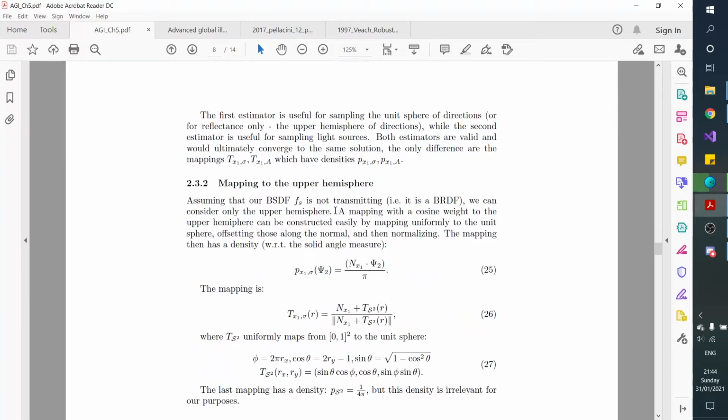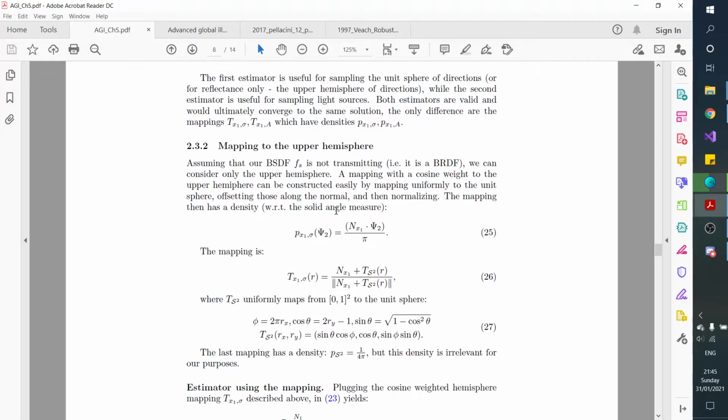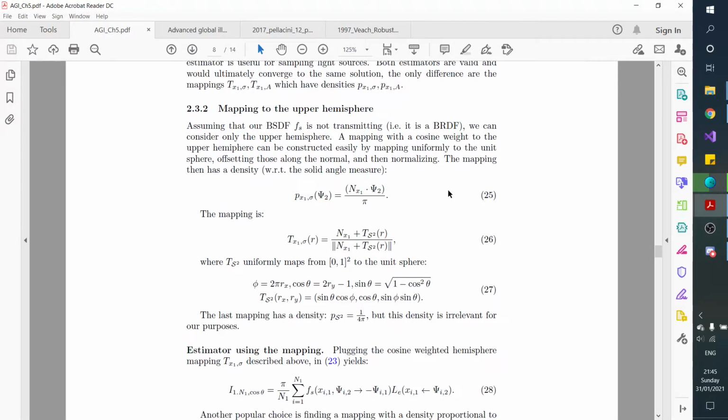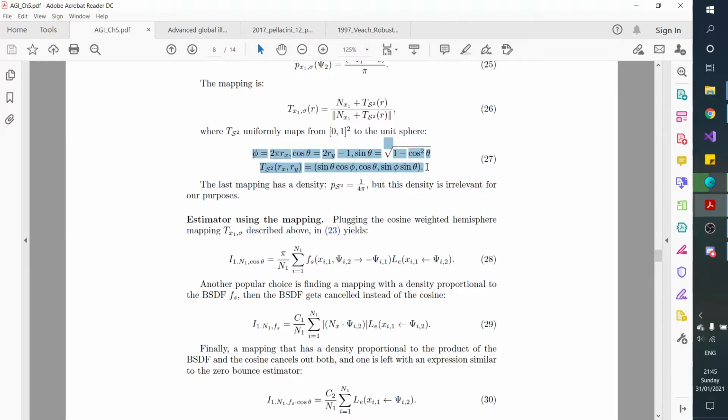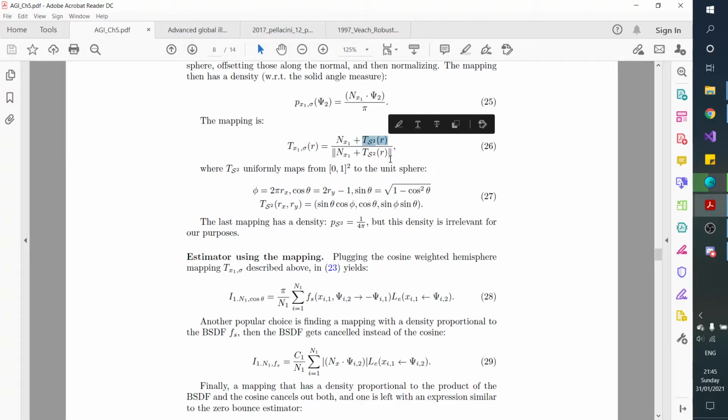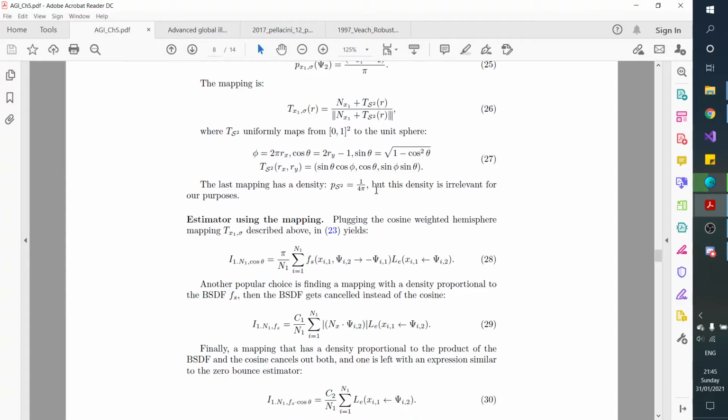So how do you map from [0,1] squared to the upper hemisphere? The easiest thing to do to get a cosine weighted density is to pick a random point on the unit sphere, offset it by the normal, and normalize, and that would give you a direction that is cosine weighted. And you can prove that. I've given the mapping to the unit sphere here. You can use it to generate the point on the unit sphere given two random numbers.